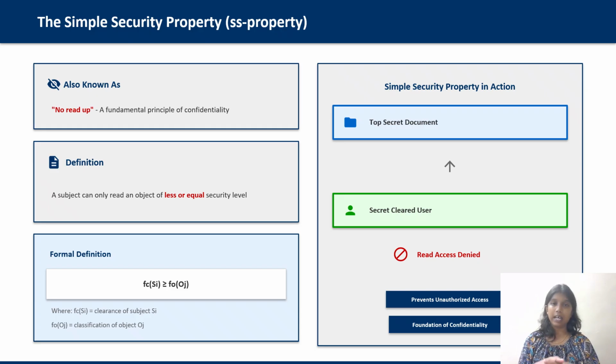So let's see this in action. A high level user tries to write to a low level file, but it is denied. A low level user tries to read a high level file. This is also denied. These are the rules that block unauthorized leaks and deny access to the users to stop the action. It is simple, but it is powerful.